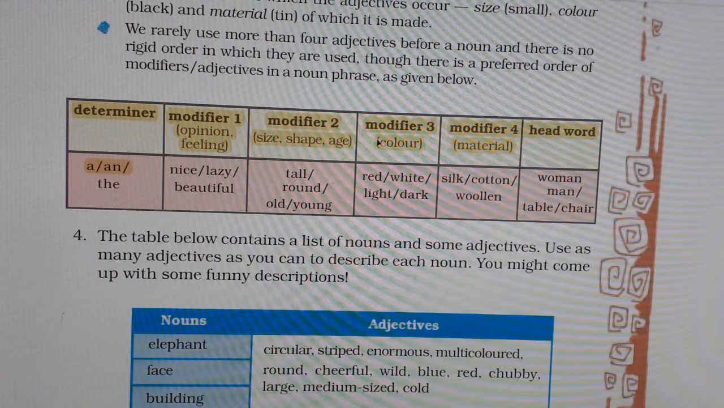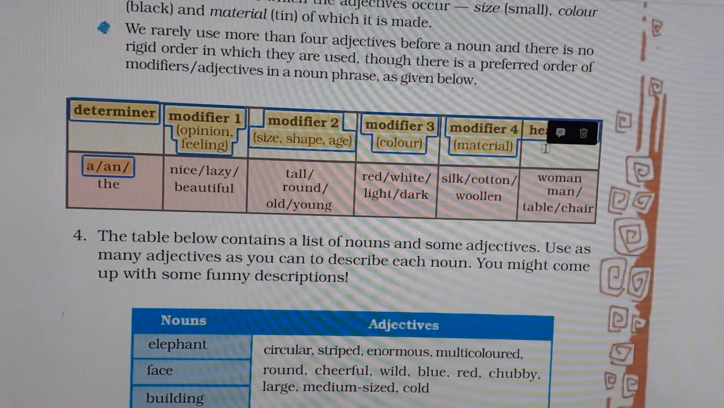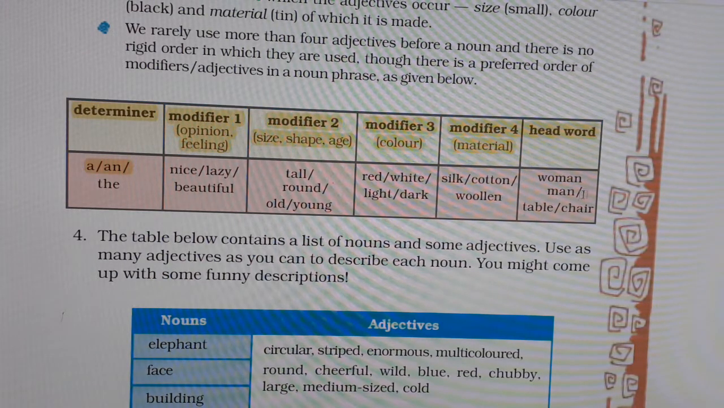Modifier 3 is color, that is red, white, black, green, dark, or light. Whatever the color of that noun might be. The fourth modifier is material, that is silk, cotton, woolen. And in the end we have the head word, that is the noun: woman, man, table, chair. So this is an example.